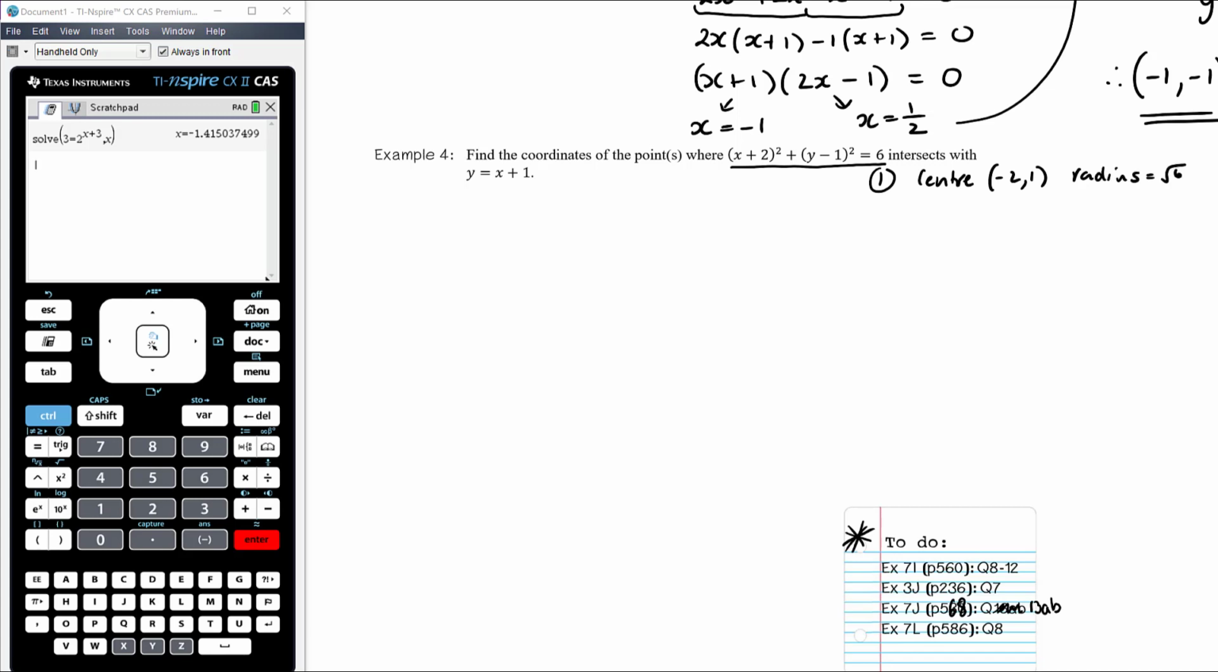Now root 6 is definitely bigger than 2 because root 4 is 2 and root 9 is 3. So it's somewhere between 2 and 3. It's a radius of somewhere between 2 and 3. And we want to see where that intersects with x plus 1. So just a bit of a rough sketch, just to give me a sense of what's happening here.